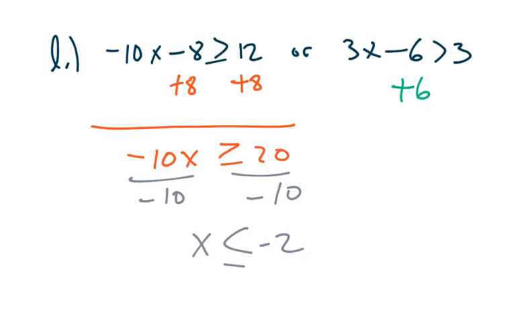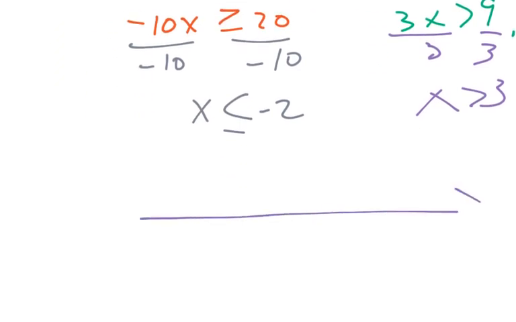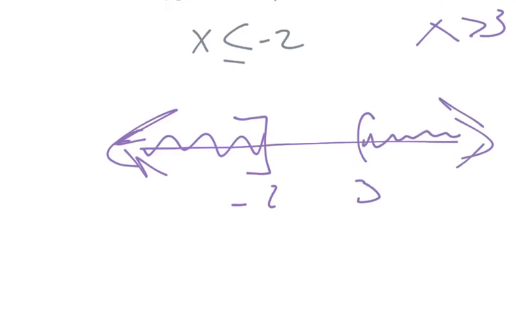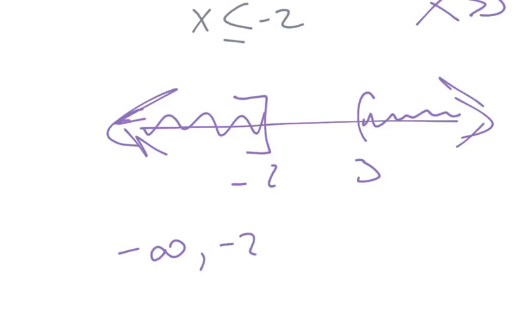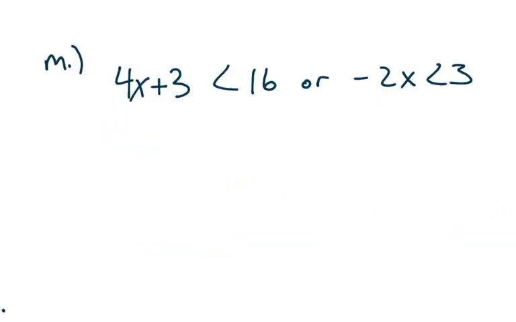Approach the other side the same way. Add 6 to both sides. 3x is greater than 9. Divide by 3. x is greater than 3. So the answer is going to be over here and here. Or simply -infinity to -2 union 3 to infinity. And there's always a union. Okay, so hopefully that makes sense.